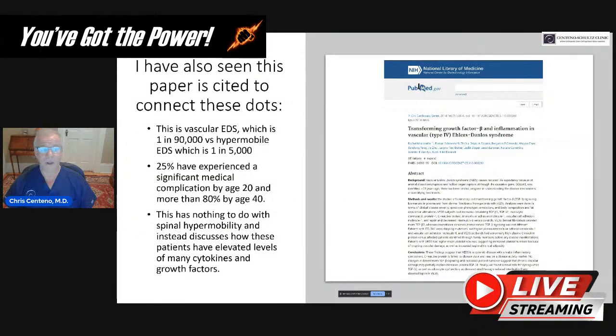And I've seen this paper again cited to connect these dots regarding TGF-beta superfamily signaling problems and CCI, but this is actually vascular EDS. Just so that you fully understand, vascular EDS is an extremely rare problem. For hypermobile EDS, that's about 1 in 5,000. For vascular EDS, that's about 1 in 90,000. So you can see it's many, many times more rare than hypermobile EDS. And by age 40, 80% of people with vascular EDS have had some bad thing to take them to the hospital. So if you're 40 or older and never been to the hospital for vascular problems related to EDS, you probably don't have vascular EDS. And none of this has anything to do with CCI patients that we see. So I'm not quite sure why this was used.